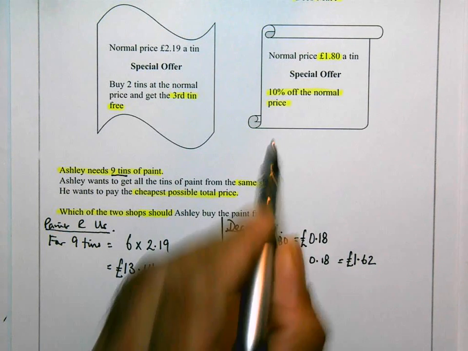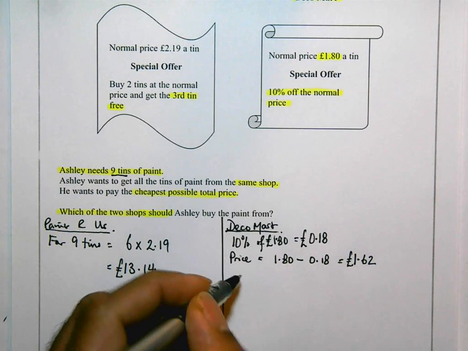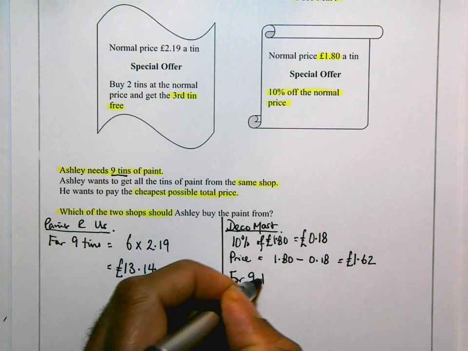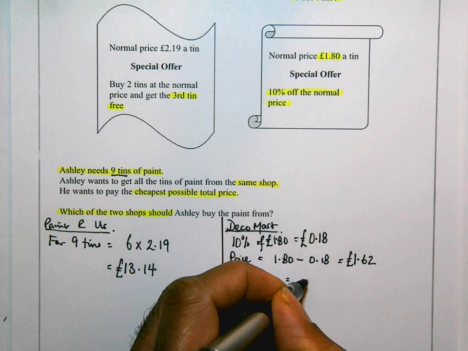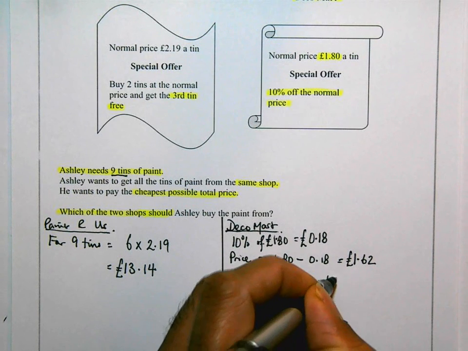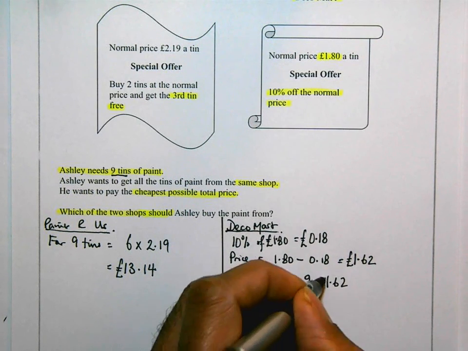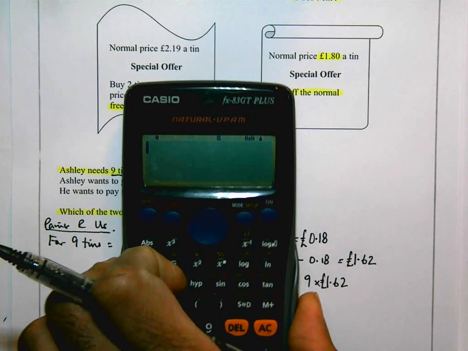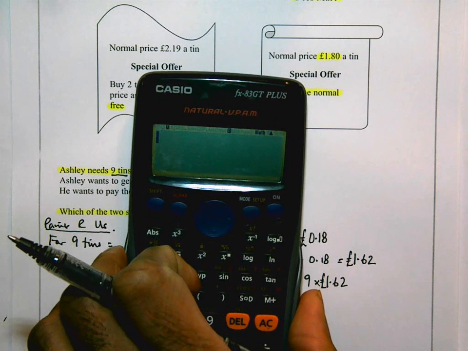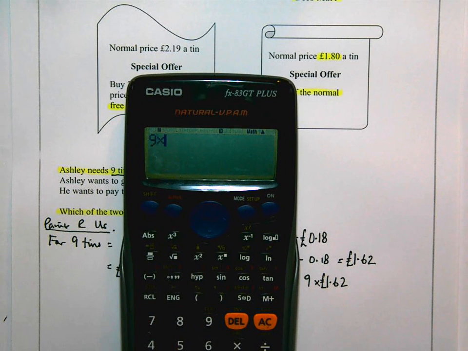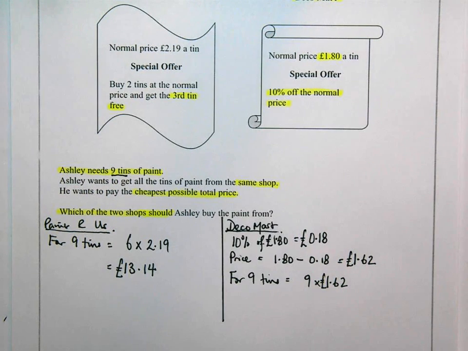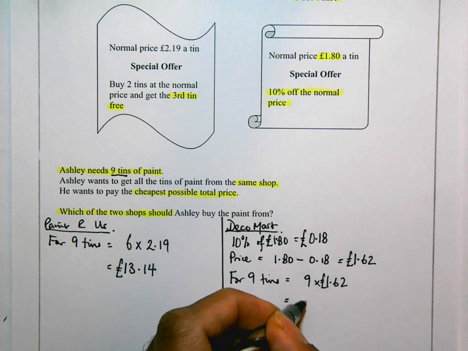He needs 9 tins altogether. So for 9 tins, he's going to pay 9 times £1.62. Now again, going back to the calculator, let the calculator do the hard work. 9 times £1.62, and that gives you £14.58. So the price here is going to be £14.58.